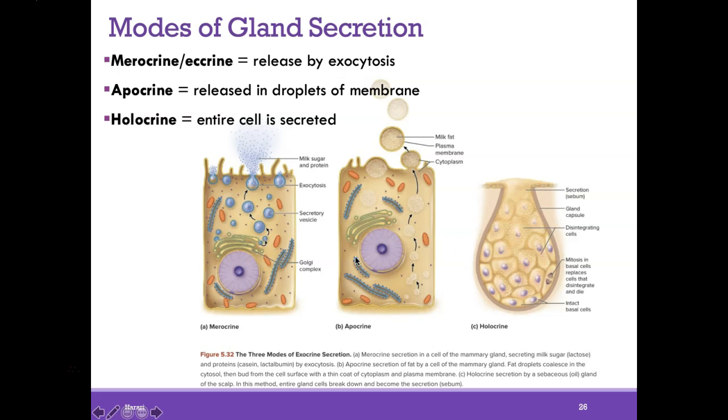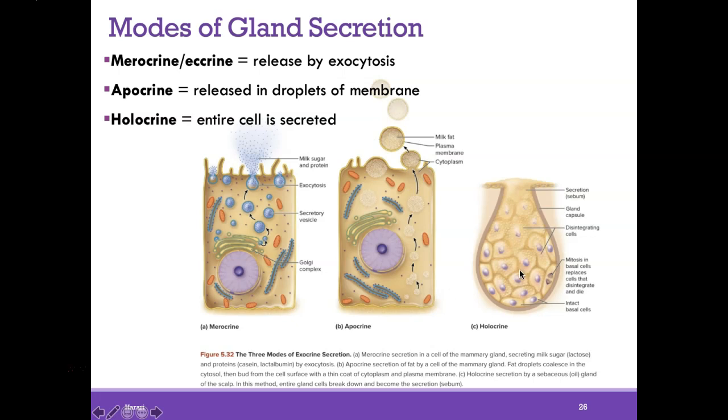Apocrine is a little different. Apocrine secretion, done by fat cells, done by different cells when they want to secrete fat, they release droplets of fat in the membrane itself. So whereas in Merocrine, the vesicle fuses with the membrane and only the protein and stuff leaves, in Apocrine, the whole vesicle leaves, including the membrane.